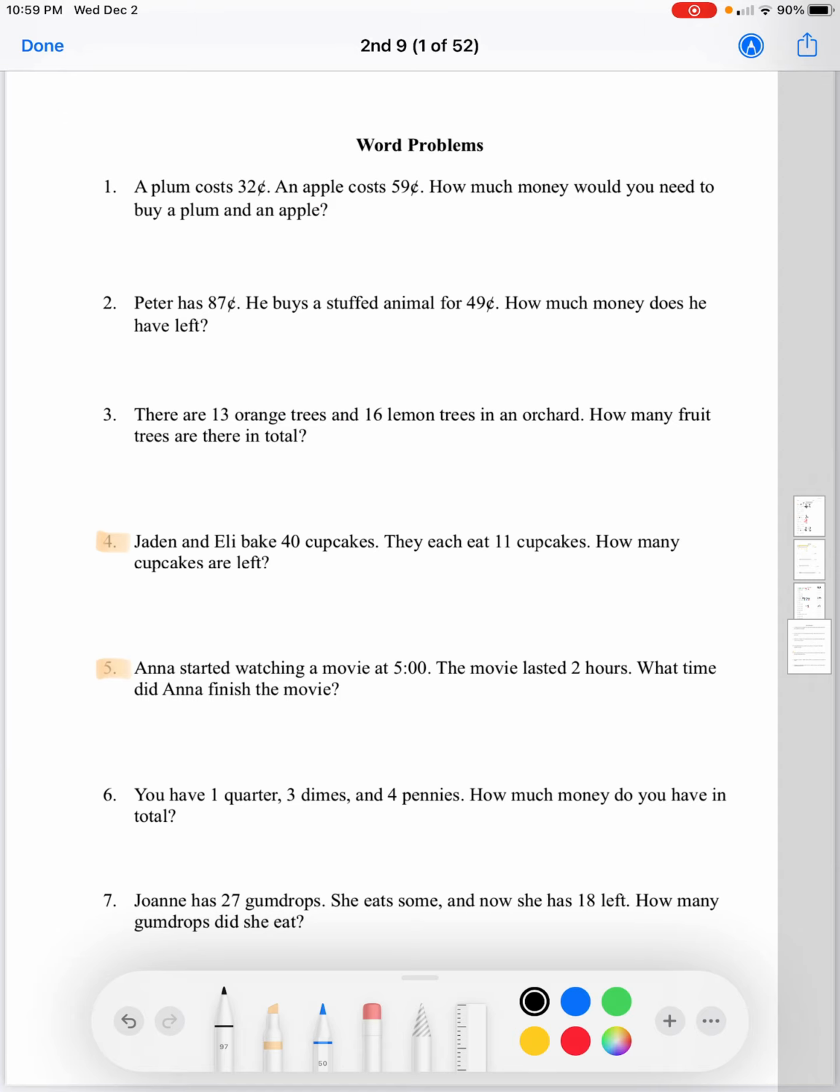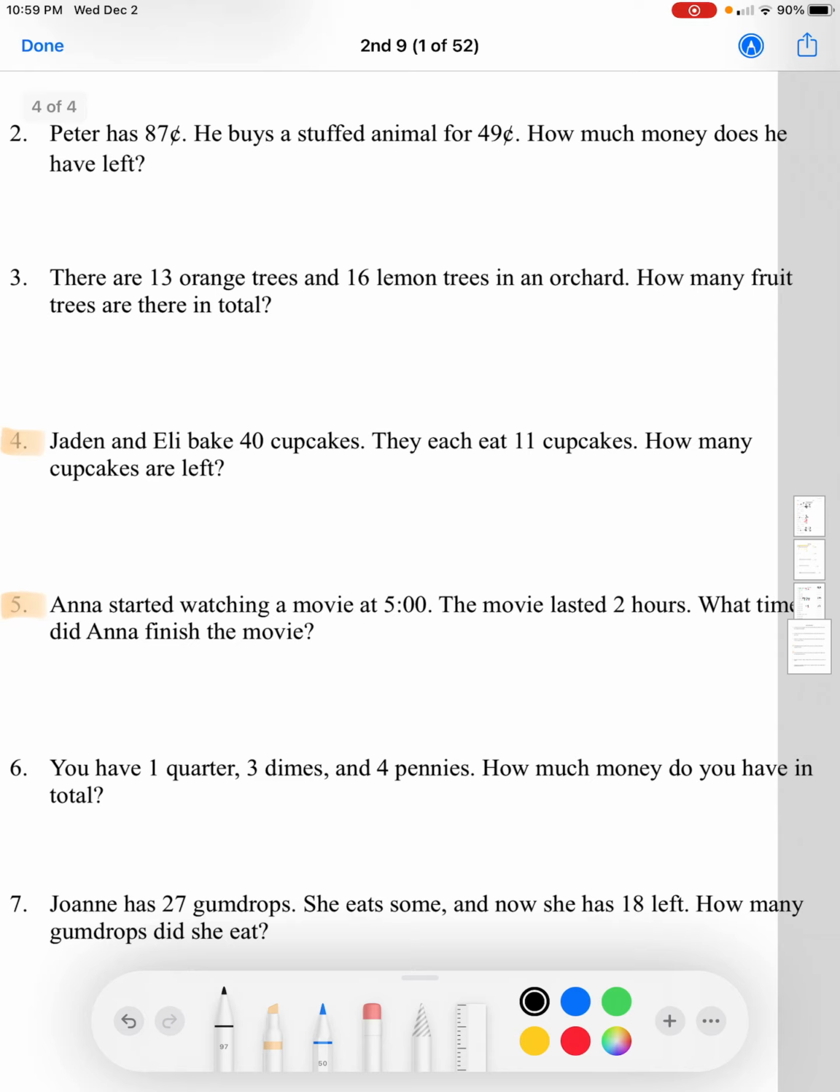Lastly, we're going to be going over word problems, examples 4 and 5. So number 4 says Jaden and Eli bake 40 cupcakes. They each eat 11 cupcakes. How many cupcakes are left? So we start off with 40 and they eat some, so we'll leave that blank. And we want to know how many are left. So we know that Jaden and Eli each eat 11 cupcakes, which means Jaden eats 11 and Eli eats 11.